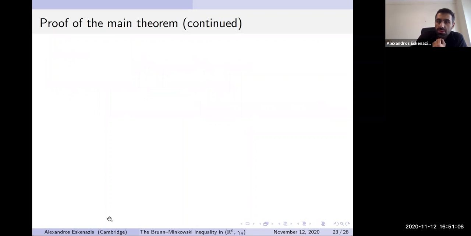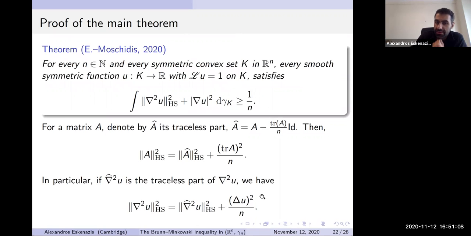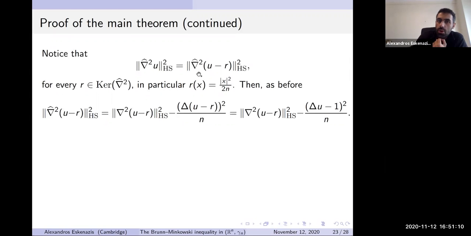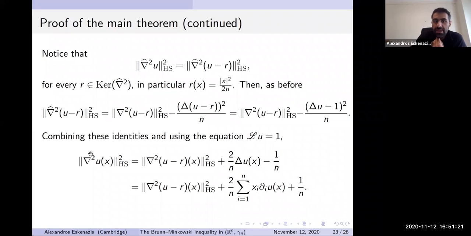So we wrote the Hessian of u squared like this, then we wrote this as the traceless part of u minus r, and the traceless part of u minus r can be written as the full Hessian of u minus r. So if you put everything together and open up the squares here, what you get is that the Hessian of u squared is the Hessian of u minus r squared plus 2 over n times the Laplacian minus 1 over n. That's simply what the identities give, and that's a triviality. I'm just explaining to you where it comes from.